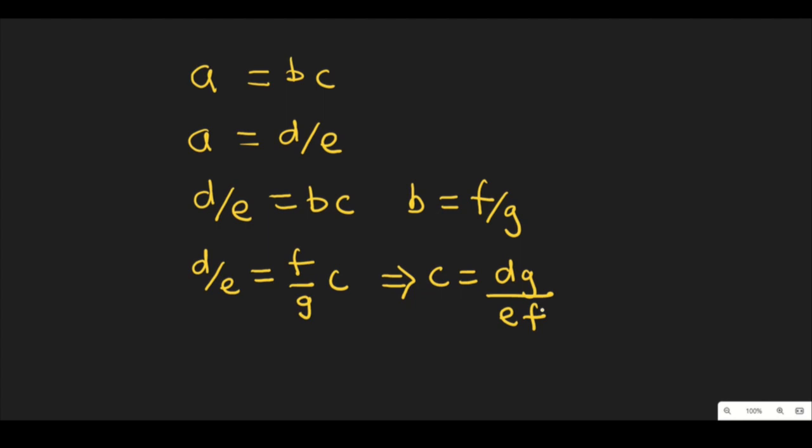But this is a contradiction, since we started with the assumption that C was an irrational number. Therefore, we've proved by contradiction that if we multiply a rational and an irrational number together, then the result must always be an irrational number.